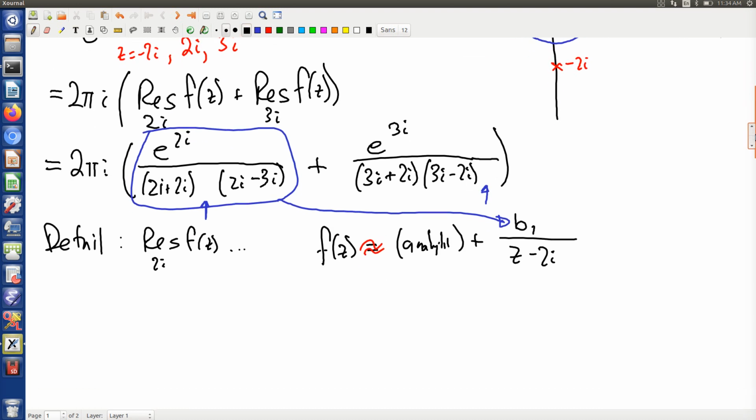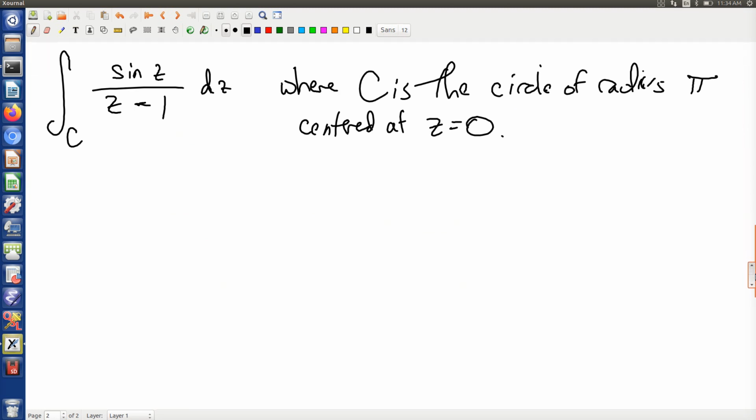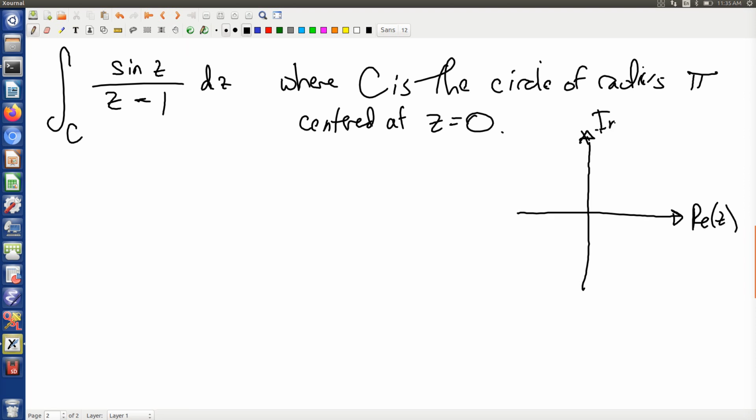Okay, now what this means, among other things, is that you don't have to be quite as careful about contours as you might think. So here's another integral. It's got exactly one pole. And you will notice that that one pole is kind of not very related to the circle that we're trying to integrate on, the contour. The pole is at z equals 1. That's this guy here. Sine of z is analytic completely, so it contributes no poles.